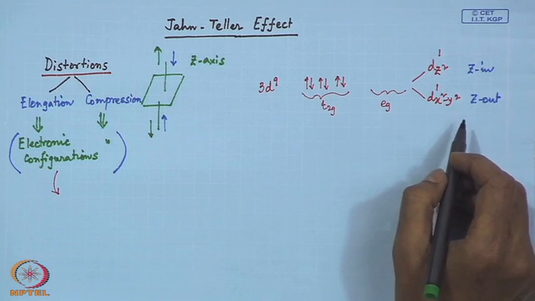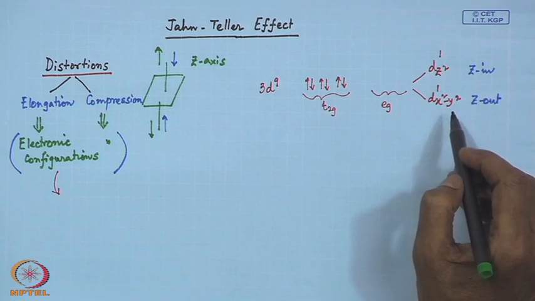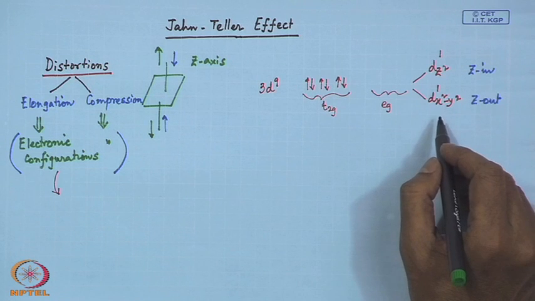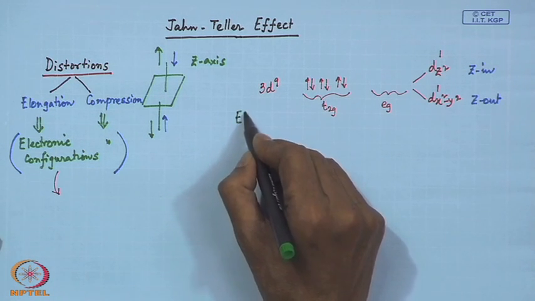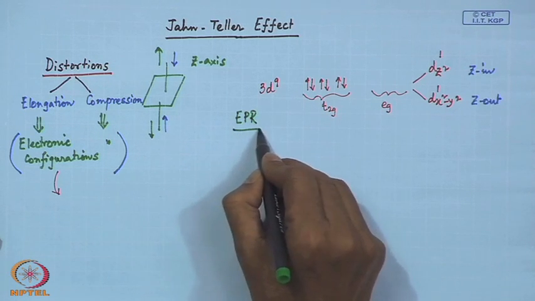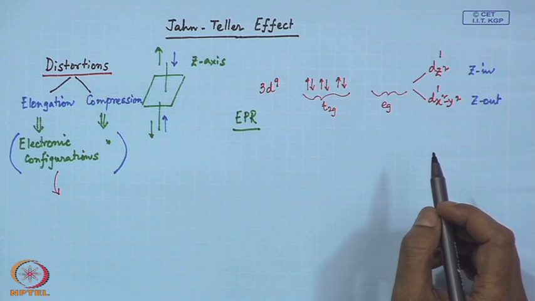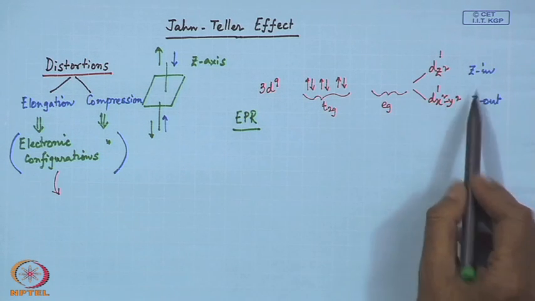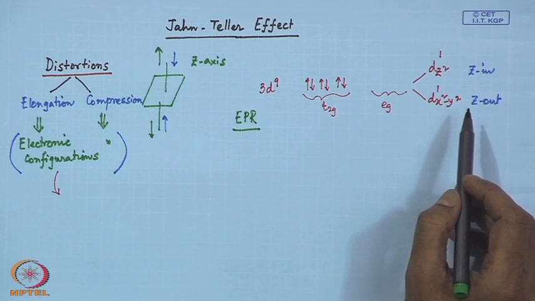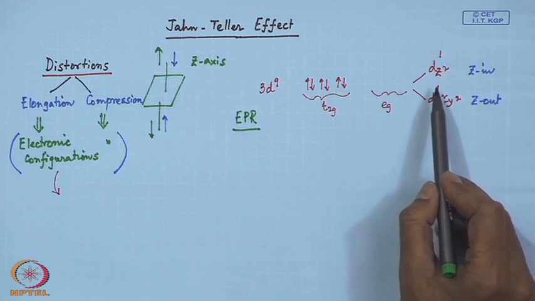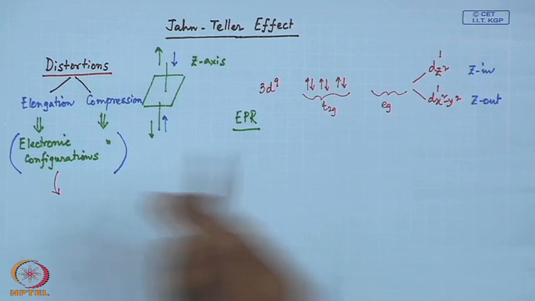So, in this particular case also, the occupancy in the dz square level and the occupancy in the dx square minus y square level can be clarified if we go for a spectroscopic technique. Electron paramagnetic resonance is one such technique where we can measure the electron paramagnetic resonance spectrum for the copper ion. So, in these two cases we can have two different types of spectrum for clear identification of the situation where the electronic configuration is dz square 1 or dx square minus y square 1.